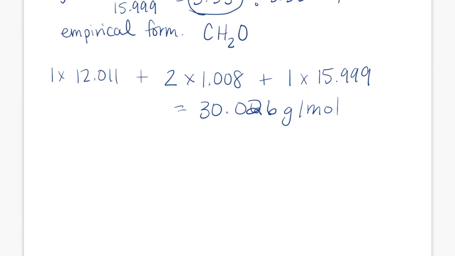Now we have the molar mass of the lactic acid and the molar mass of the empirical formula. We divide the molar mass of the molecular formula, 90, by the molar mass of the empirical formula, 30, and we get 3. The last step is to multiply this number by each of the subscripts within the empirical formula, so 3 times 1, 3 times 2, and 3 times 1. So our resulting molecular formula is C3H6O3.